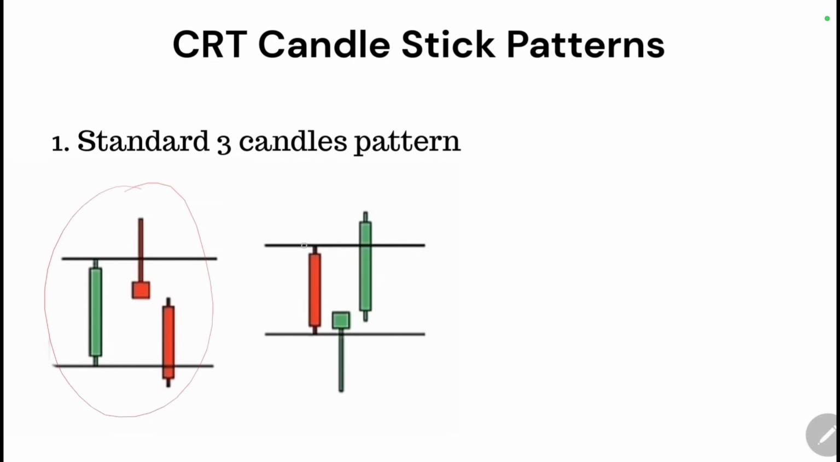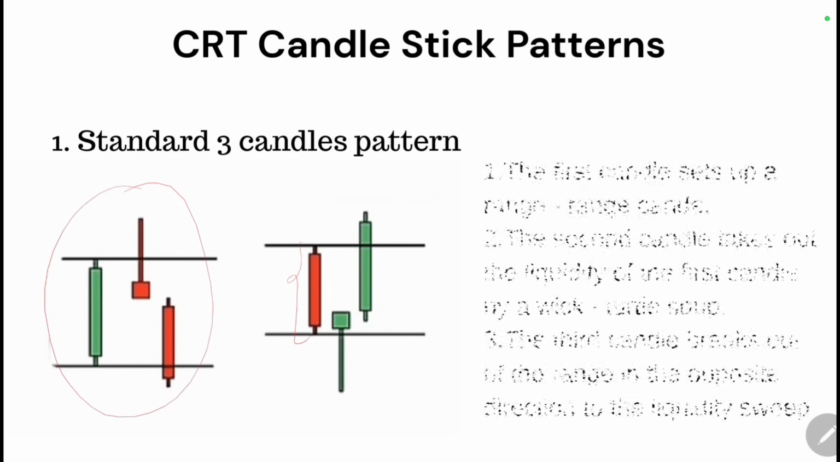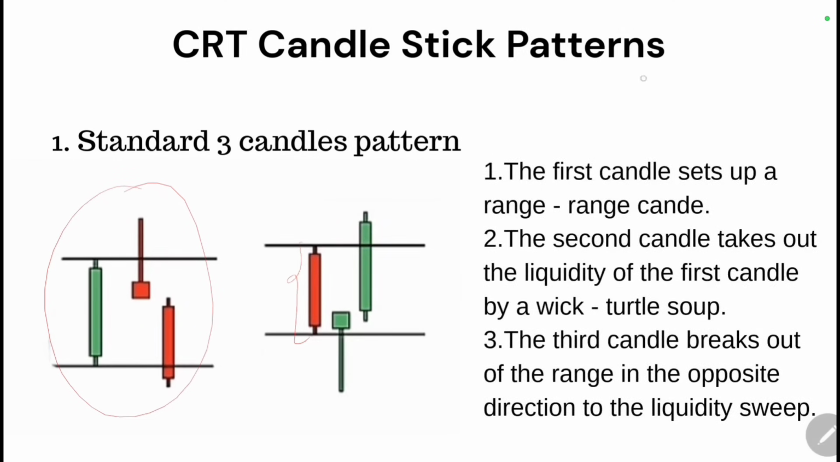For a bullish scenario, we have a range candle here, and now the sweeping candle sweeps the candle range low with a wick, and then this candle now distributes the market in the opposite direction of the sweep. Okay, most times the distribution phase happens in the opposite direction of the sweep. In this case, I said that the first candle sets up a range, just as I said here, and then it is followed by the second candle that takes out the liquidity of the first candle.